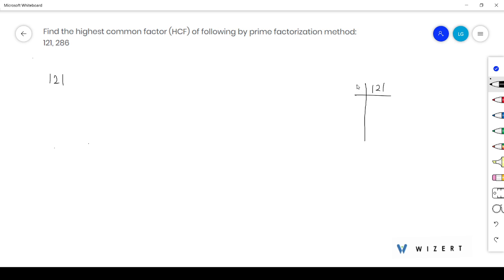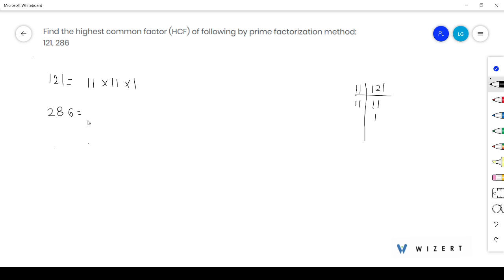Now 121 can be divisible by only 11. So 121 divided by 11 is 11. 11 divided by 11 is 1. So 121 can be written as 11 into 11 into 1.